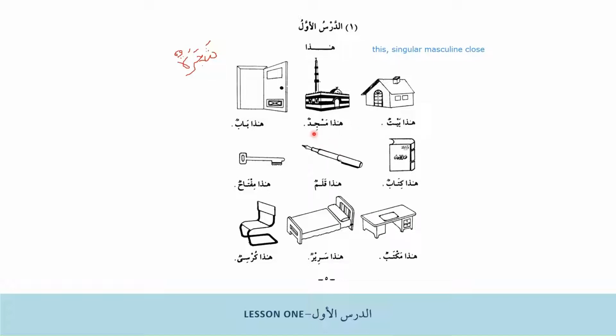This is a masjid. هذا باب means this is a door. Okay. Inshallah, we want to link our lessons to the Quran as well. So it's a good idea that when we're learning the lessons of Madina Book 1 or Durusul Lughat al-Arabiya, it's good practice to try and find out where these words are found in the Quran.